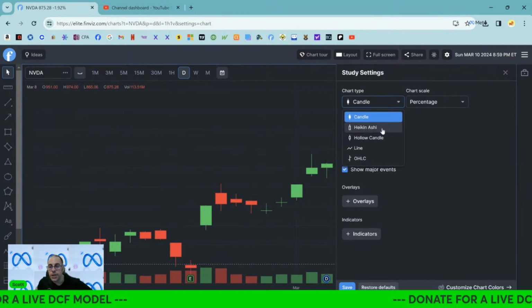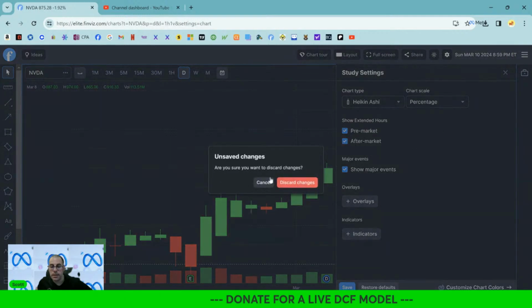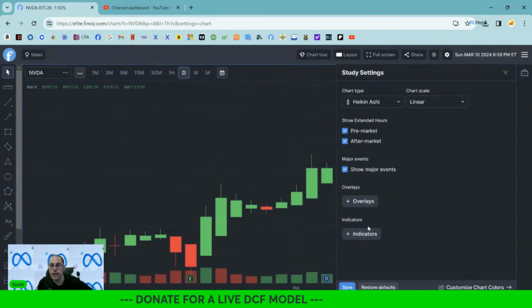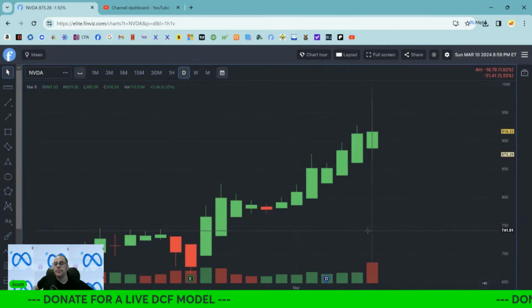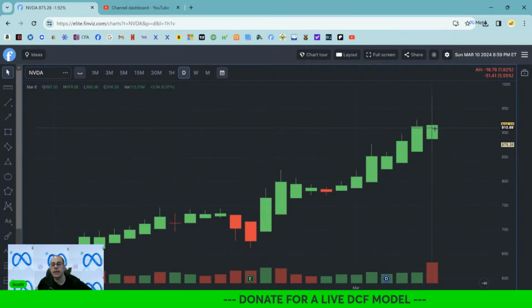The Heiken Ashi, let me do the linear Heiken Ashi. So you see, it looks different, right? Because it shows it as a green day, right? The last trading day is green for the Heiken Ashi.